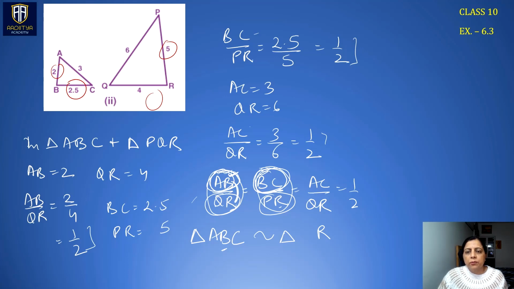So what is corresponding to A? Corresponding to A, we have Q. So if A is here, write Q. So P automatically goes there, right?